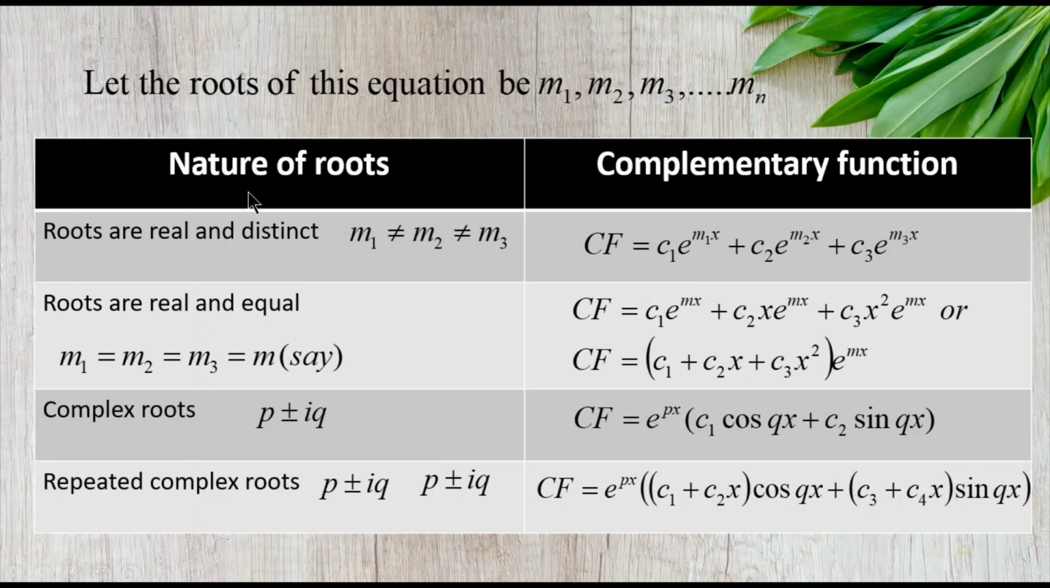Once you have found the roots, we can classify into 3 types of complementary functions based on the nature of the roots. If the roots are real and distinct, say m1 not equal to m2 not equal to m3, then the complementary function can be written as c1 e raised to m1x plus c2 e raised to m2x plus c3 e raised to m3x.